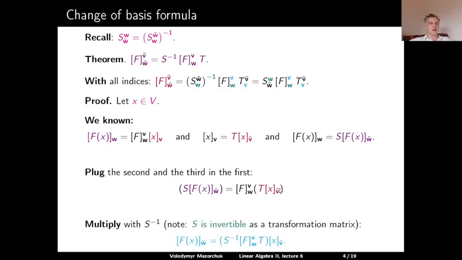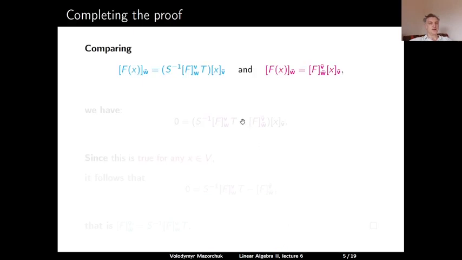So now we can multiply this with S inverse on the left, and we will get the following expression: the coordinates of f of x in W tilde are equal to S inverse, the matrix of F in V and W, times T, and then times the coordinates of x in V tilde. So now we can compare this expression with the expression that the coordinates of f of x in W tilde are equal to the product of the matrix of f in the new basis times the coordinates of x in the new basis.